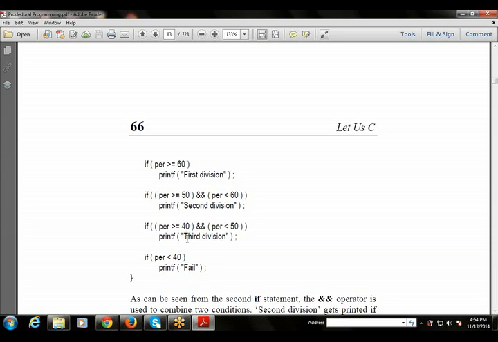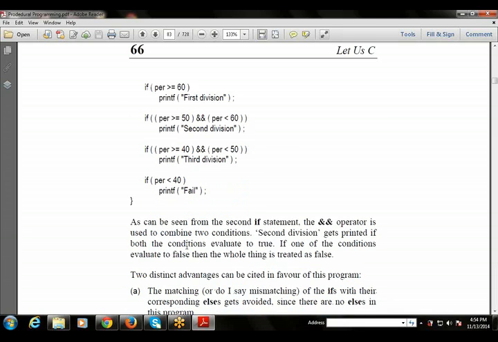So these are the multiple if conditions, these are the statements that were used, that is the use of the logical operators. So if it is greater than 60, first division, 50 to 59, second, 40 to 49, third. If it is less than 40, then printf the fail condition.